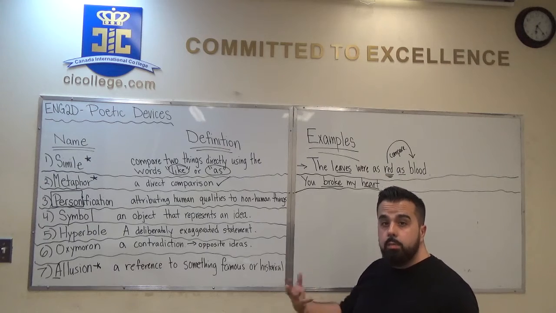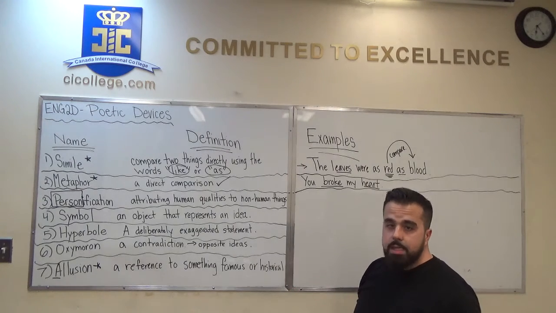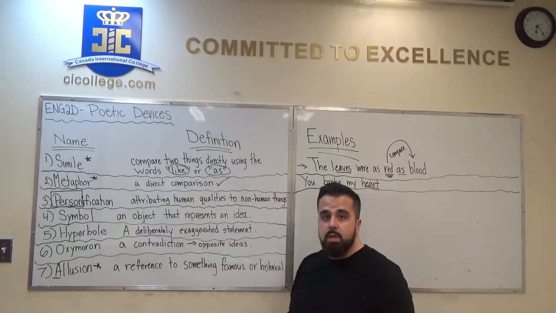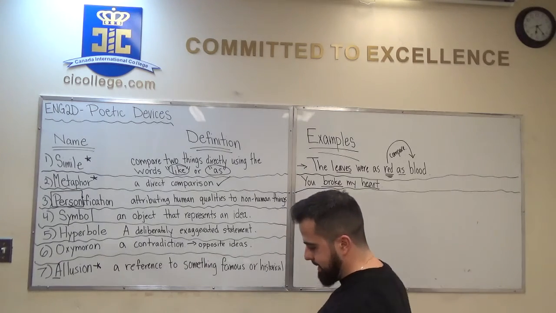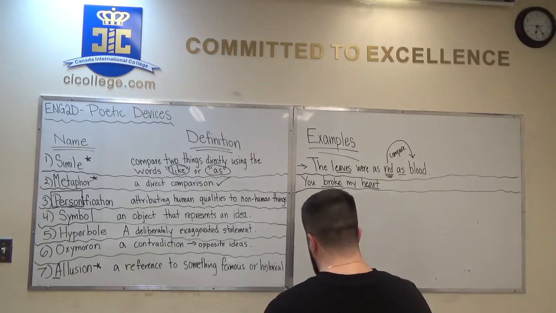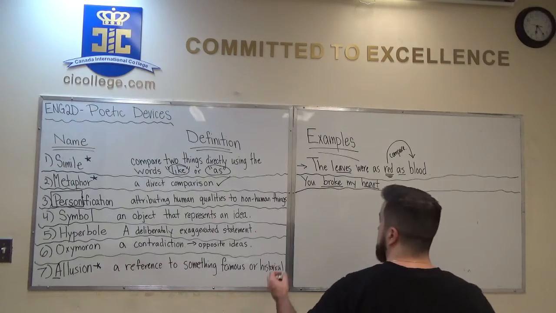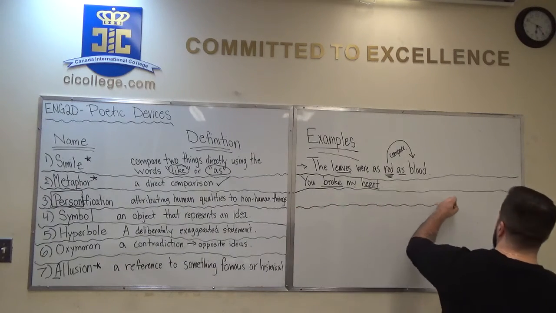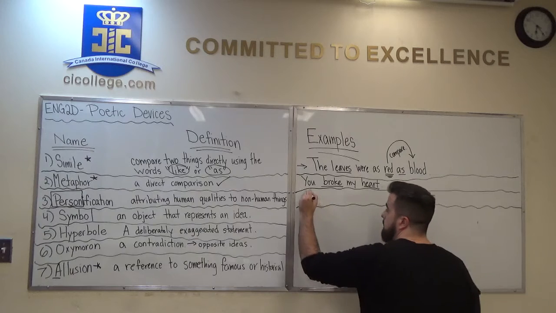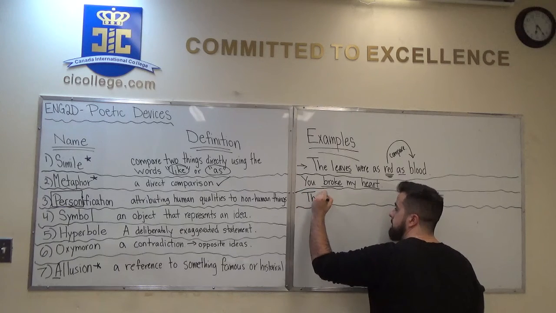Alright, next up, personification. Personification is when you take human qualities and you apply them to something that is not human. An object, an animal, even an idea. So, how about the sun? The sun is a common object, everybody sees it.